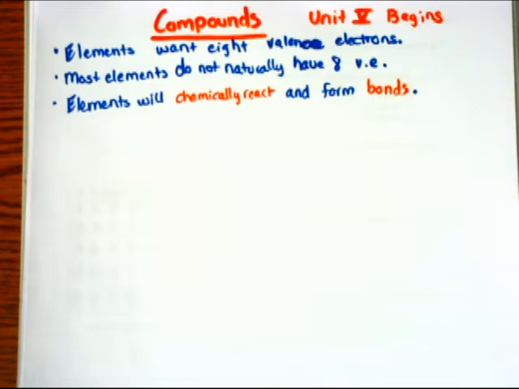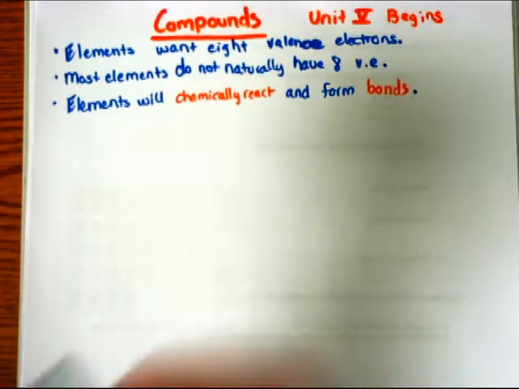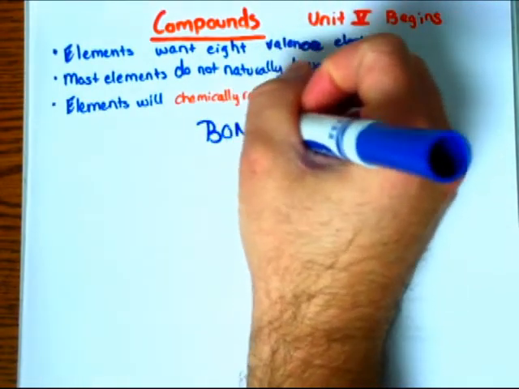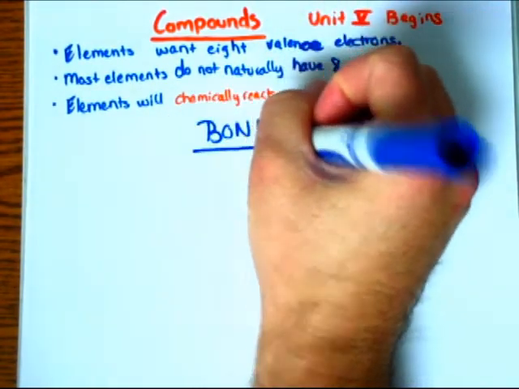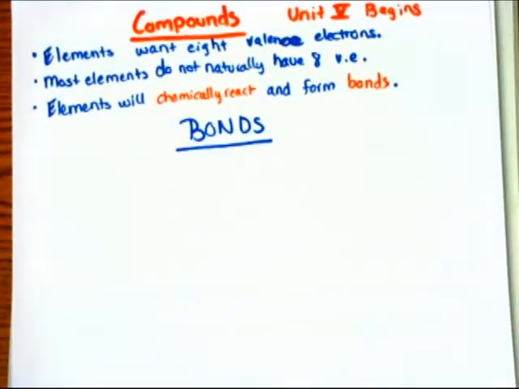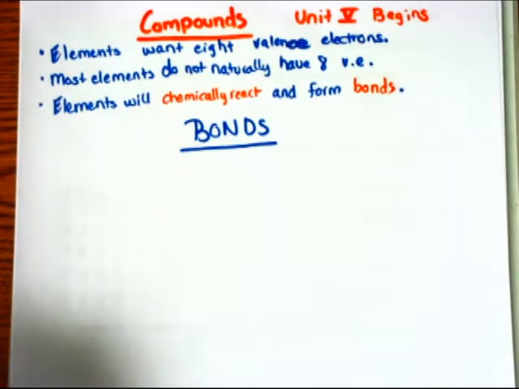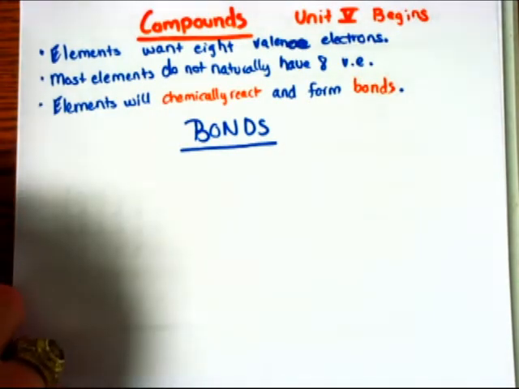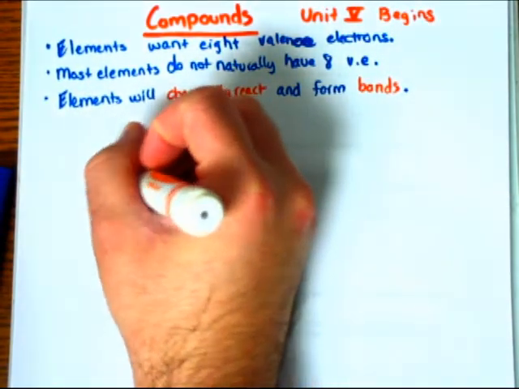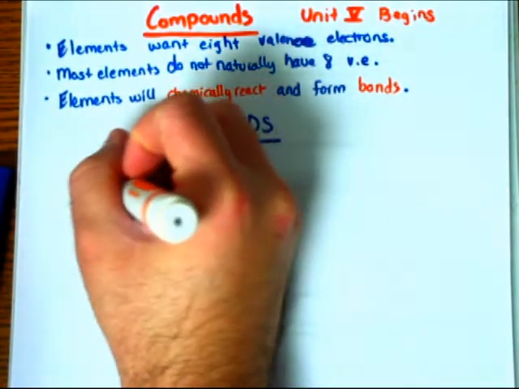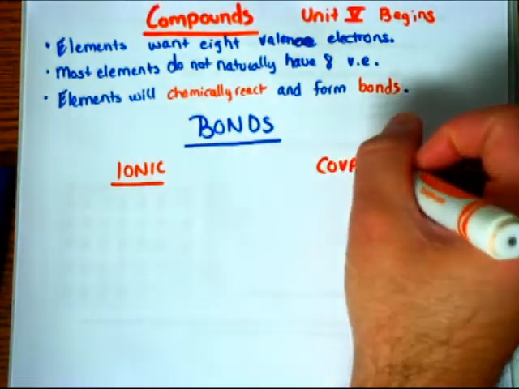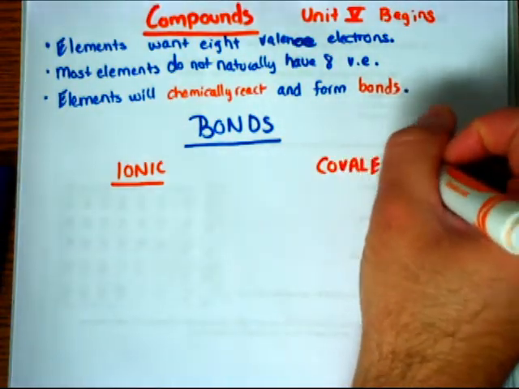Now there's two different ways that this can go. So when we look at bonds, I think we could understand that there are going to be two different types of bonds. Two different ways that this could possibly end up for most atoms. Bonds could either be ionic, or bonds could be covalent.